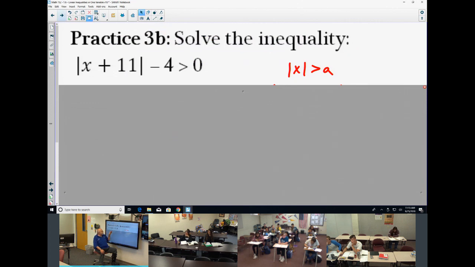Okay, so once again, to start off with this one, you're going to have to add 4 to each side, then split it into the two compound inequalities, or the compound inequality.